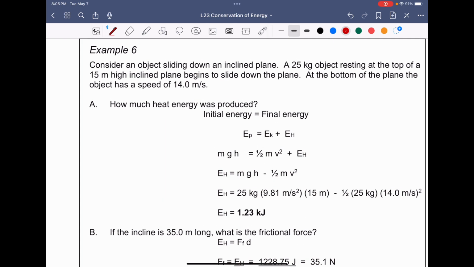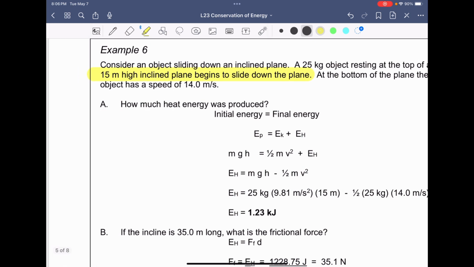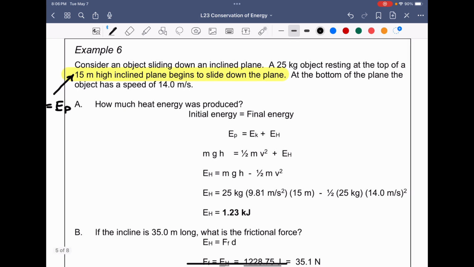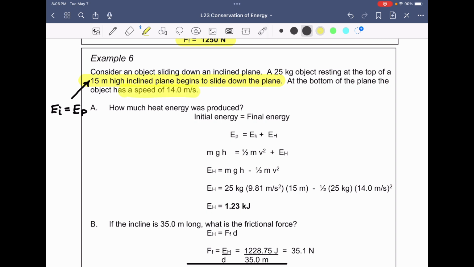So right away, here's what I want you to do. If they say that the object is at the top and ready to begin to slide down here, we're going to say that this is going to be potential energy. And more importantly, your initial energy, or your EI, is equal to the EP. Now, as this thing begins to slide down and eventually reaches the bottom with a speed of 14, we're going to see this as the final energy, or our EF, which is equal to EK.